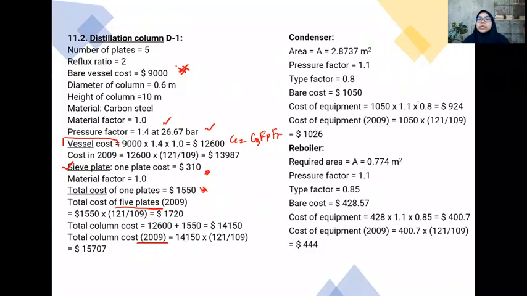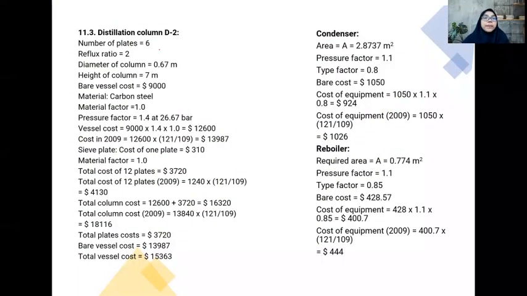Okay, for the condenser, we can obtain the cost of the condenser using the material factor, or CP equal to CB, CM, FM, and FP. And then finally, we can obtain the cost of the equipment in 2009. For the reboiler, it has similar steps to determine the cost, as with the condenser.